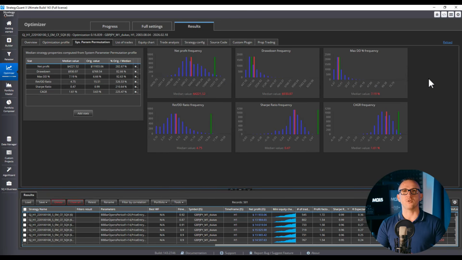If your backtest shows 50,000 profit, but the median across all parameter combinations is close to zero, then you know the impressive result is not typical. It is exceptional. And in trading, you do not want exceptional, you want repeatable.